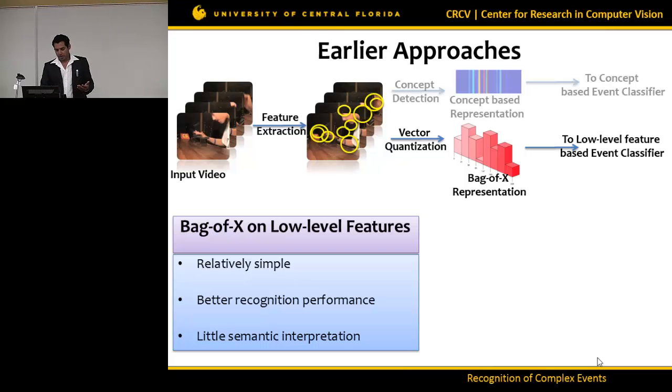So there is a parallel work on concept-based representation. What happens is you divide a video into certain parts, and you apply some sort of concept detectors. These concepts could be scene-level concepts, where you can see whether it's an outdoor setting or an indoor setting, or it could be mid-level concepts like a person running or a person jumping. Once you have this concept-based representation, you can feed it to a classifier and then go ahead predicting what kind of event is going on.